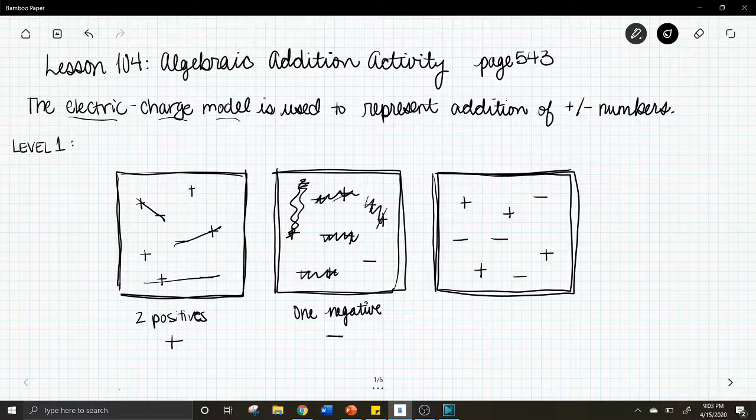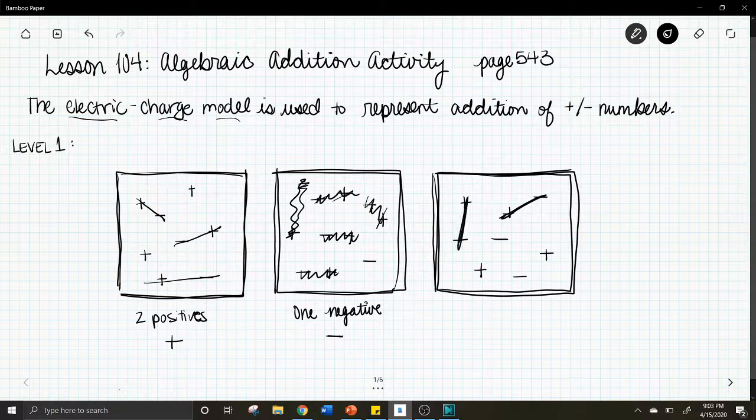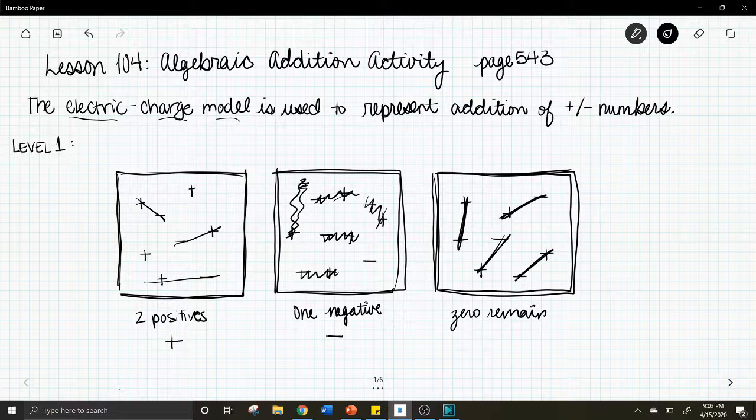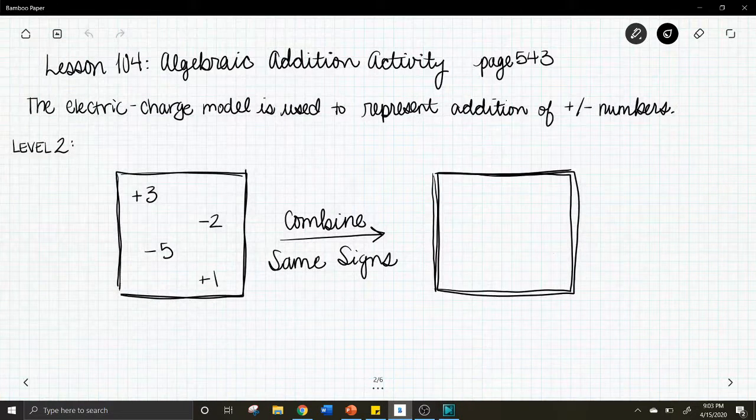All right, let's look at our next screen. Canceling out pairs. Here's a positive and negative. Here's a positive and negative. Here's a positive and negative, and here's a positive and negative. As you'll see, there are no charges that remain. So we'll say 0 remain. Now that's level 1 of the electric charge model. You're just going through canceling out pairs of positive and negative. Let's move on to our next step, which we'll just say is level 2.